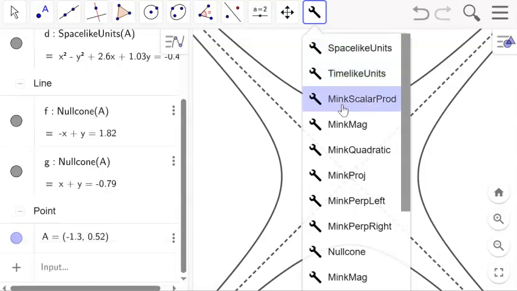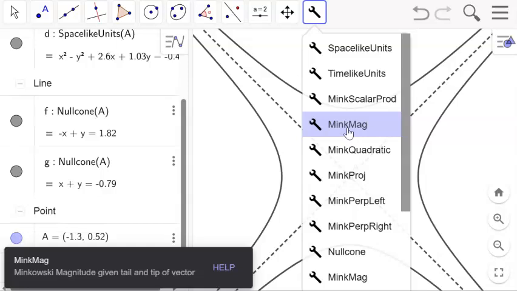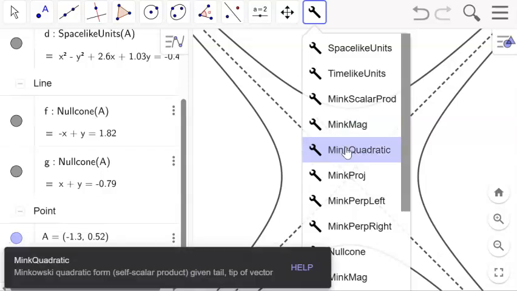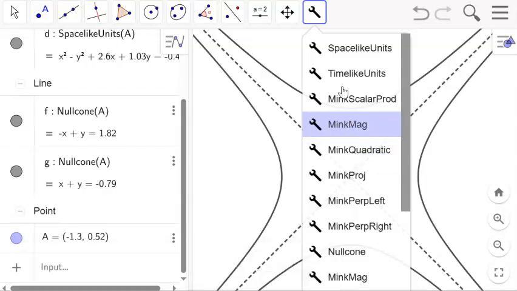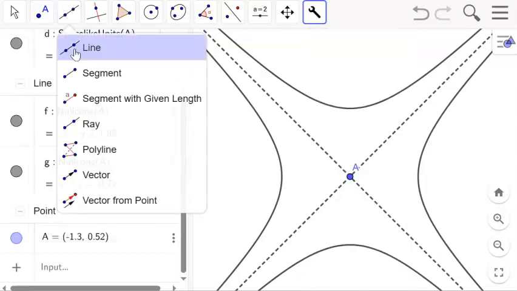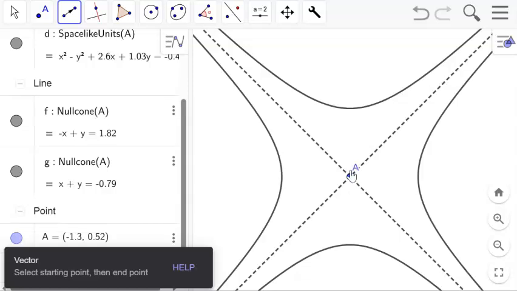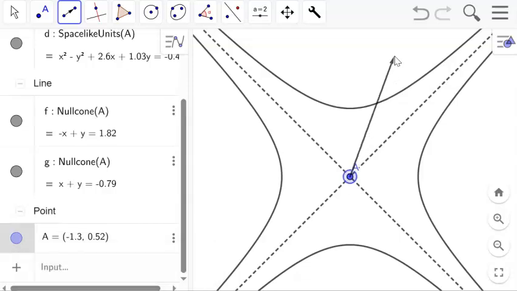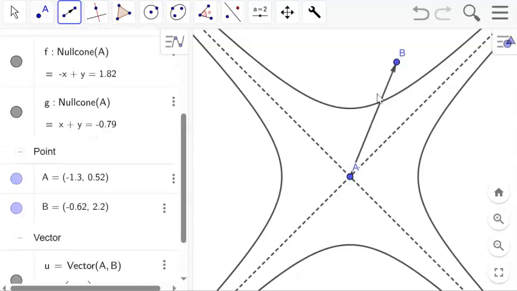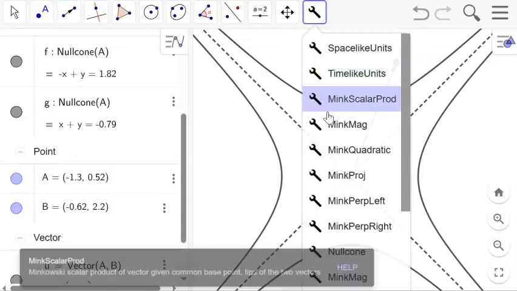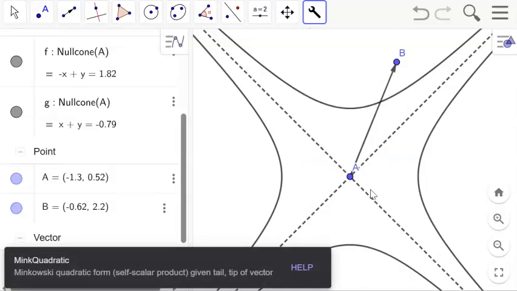Let's see. So Minkowski magnitude. Well, actually, let's do the Mink quadratic. This is something that's going to apply to a vector, so let me draw a vector first. Let's draw kind of a random vector based at A. Let's have it not be on the units because that's going to be a little too boring. So there's a vector A to B that's time-like. It's going in the future direction. And then I'm going to go to Mink quadratic. That's going to be the Minkowski scalar product of that vector and itself.